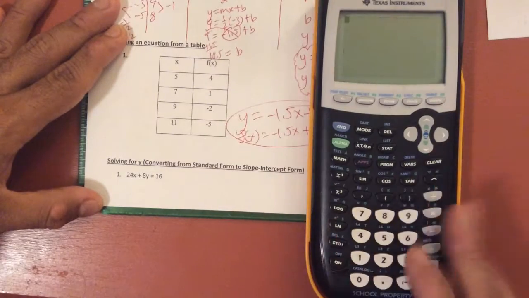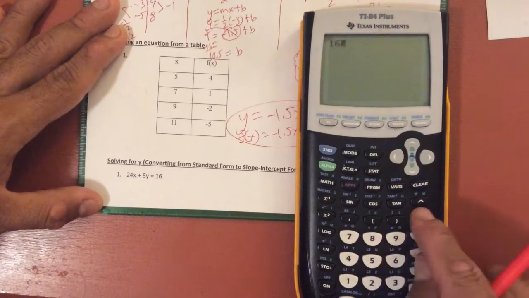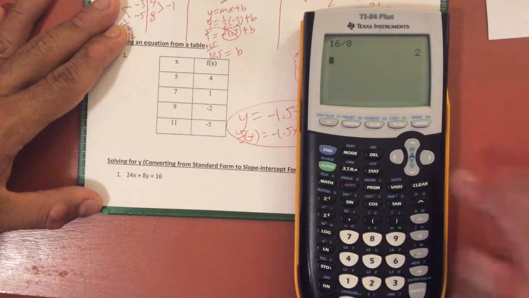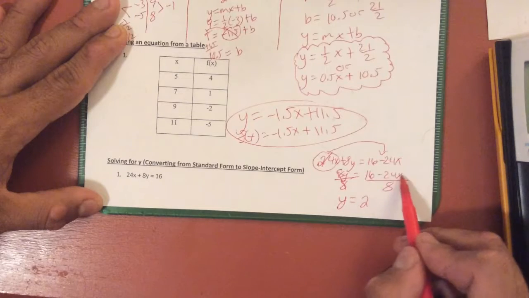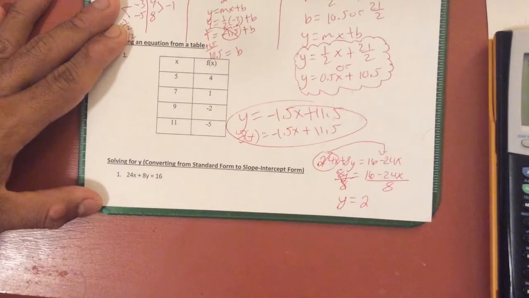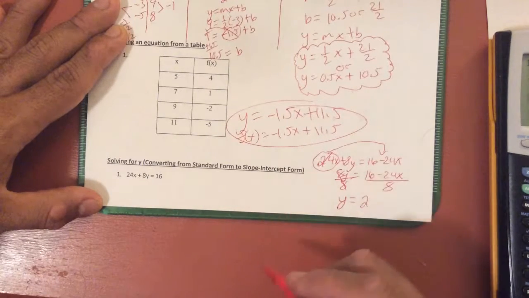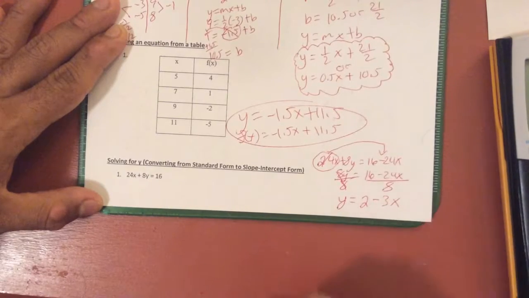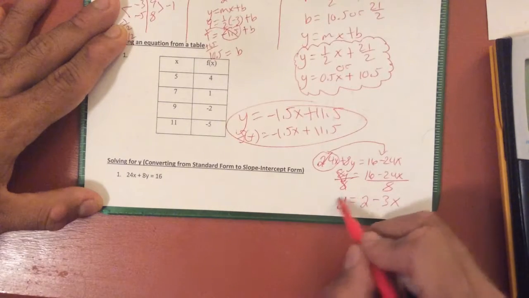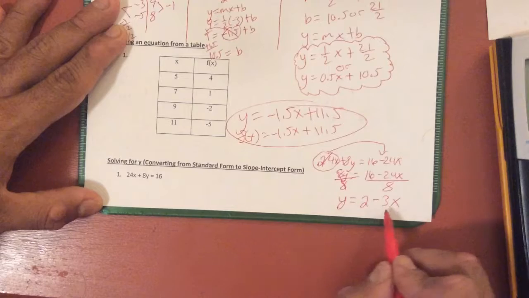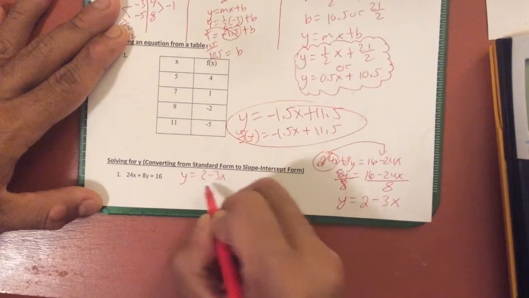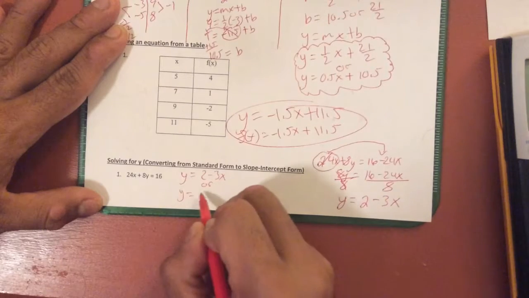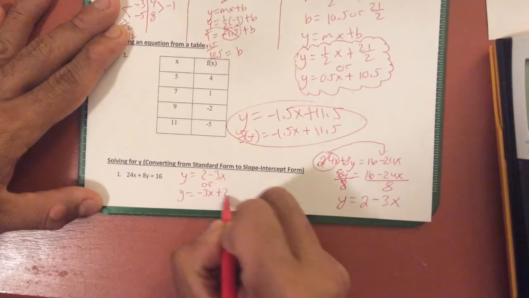So my result is y equals, now of course you want to do 16 divided by 8. Simplify that. So go to your calculator if you have it and do 16 divided by 8, and it gives you 2. Okay? Now let's do the other one. -24x divided by 8. -24 divided by 8 gives you -3x. And there's your answer. Okay? Now of course you can leave it like this. Okay, y equals 2 minus 3x. Or you can say y equals -3x plus 2.